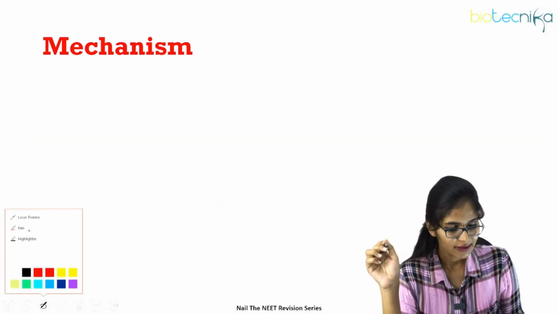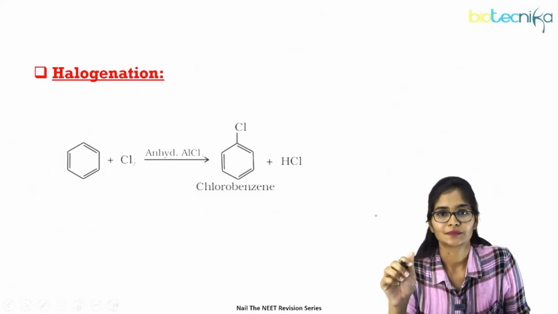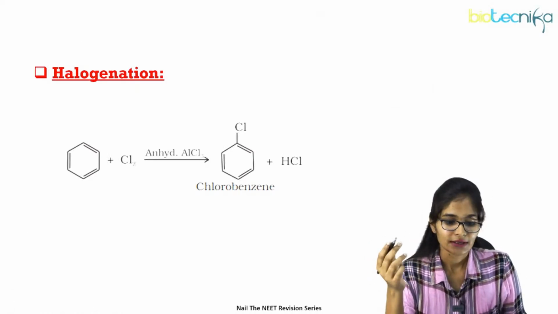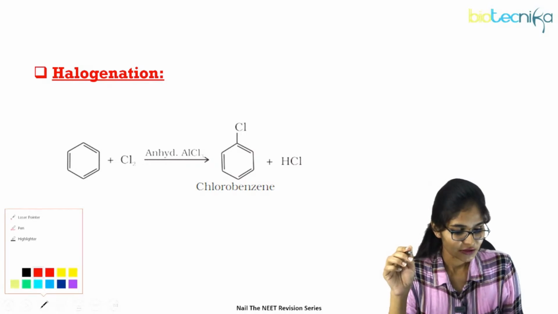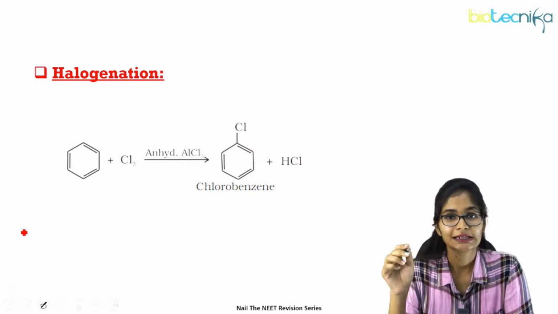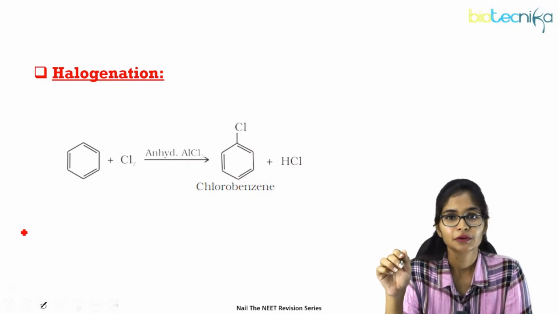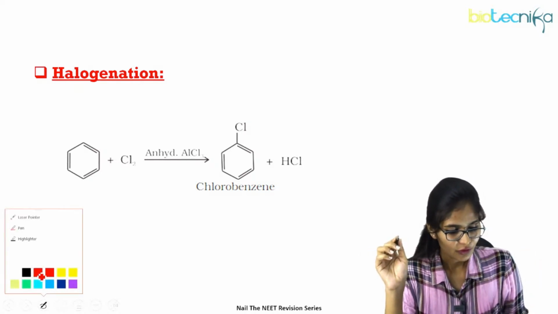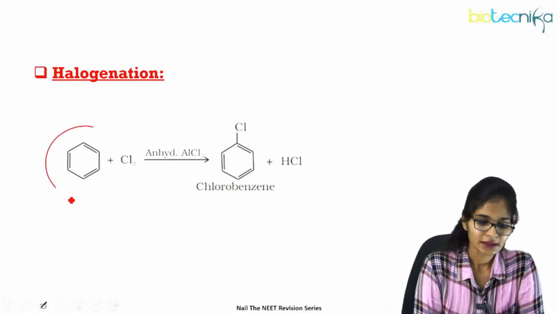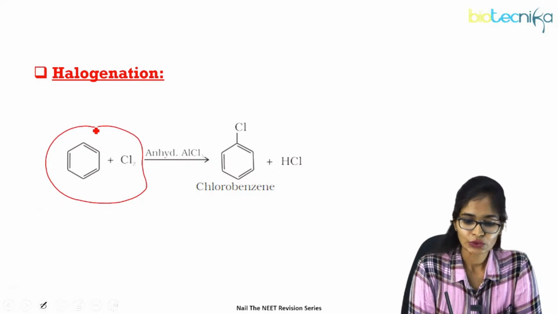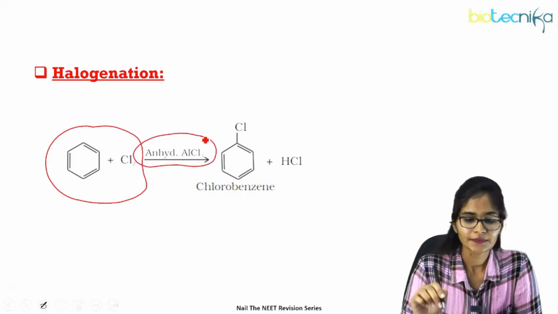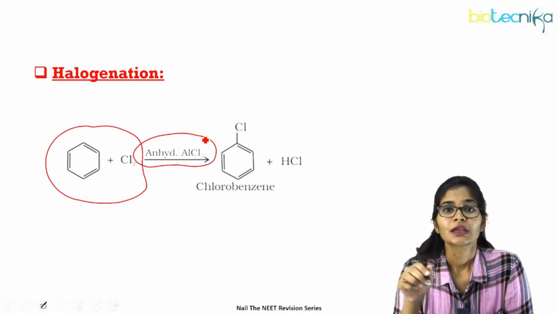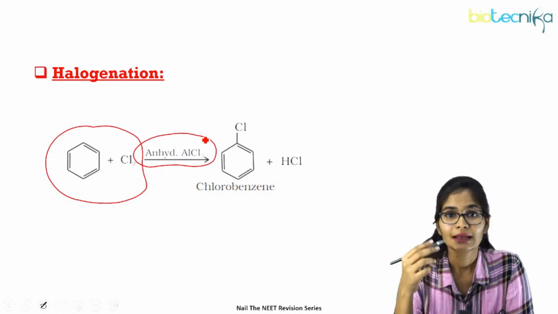Now coming to the next part, which is halogenation. Apart from nitration, another electrophilic substitution reaction is halogenation, where halogens like Cl2 and Br2 are mainly preferred for substitution on the benzene ring. So now you have the benzene ring, which will be treated with Cl2 in anhydrous AlCl3. Anhydrous AlCl3 is a Lewis acid that you mainly use in order to generate the electrophile.